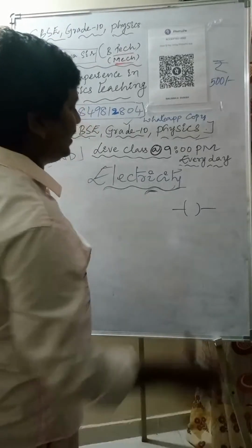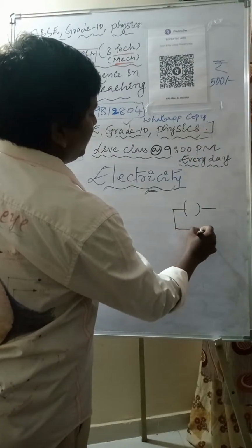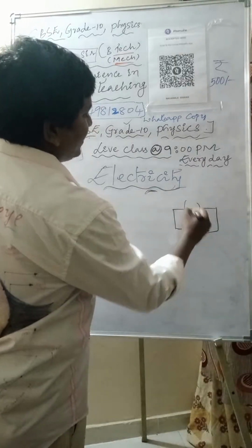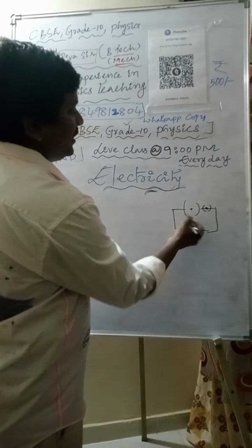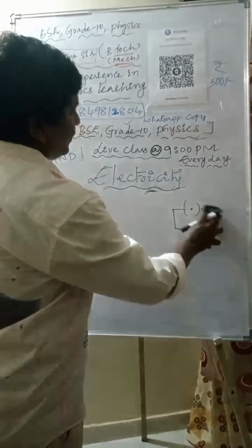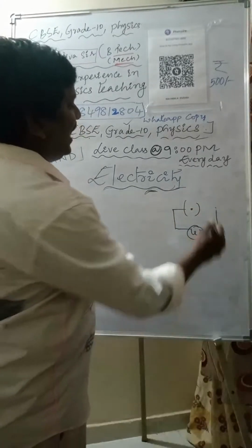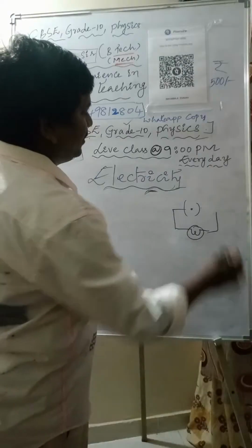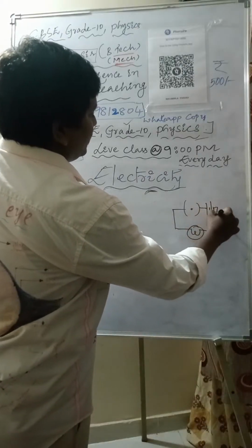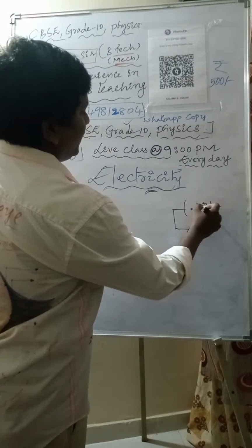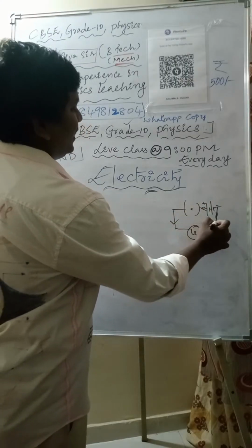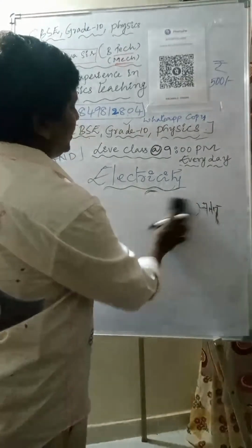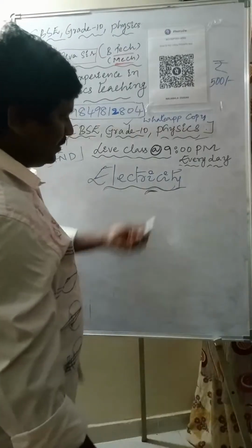If you are connecting a bulb, and a switch like this, and it is connected, the bulb will glow. The battery must be connected like this. You have to connect the battery, then only the bulb will glow. Here positive, negative, current will pass like this. If the dot is there, then it is a closed switch. If the dot is not there, that is an open switch. That is about open switch and closed switch.